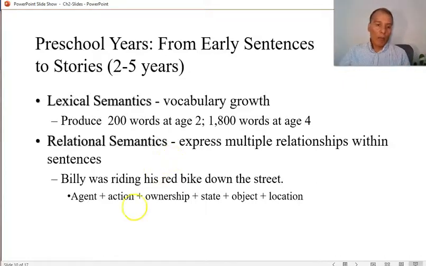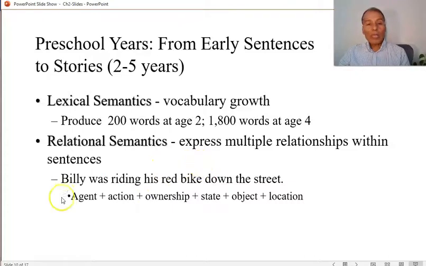For example, when we say Billy was riding his red bike, the word his connects Billy and that riding, all the first part of the sentence, with what comes next. What was he riding? His red bike. How or where? Down the street. So here, his establishes a relationship between the doer and the object of the action.